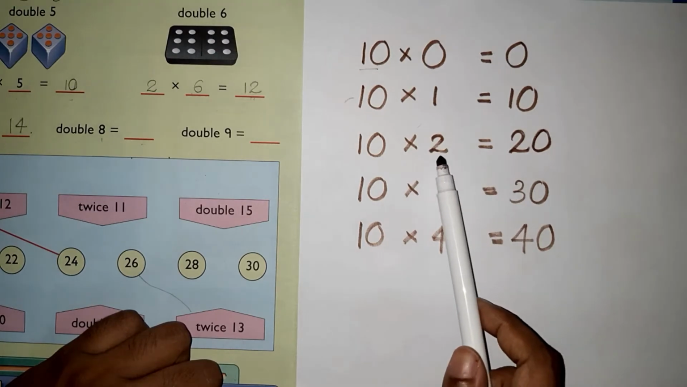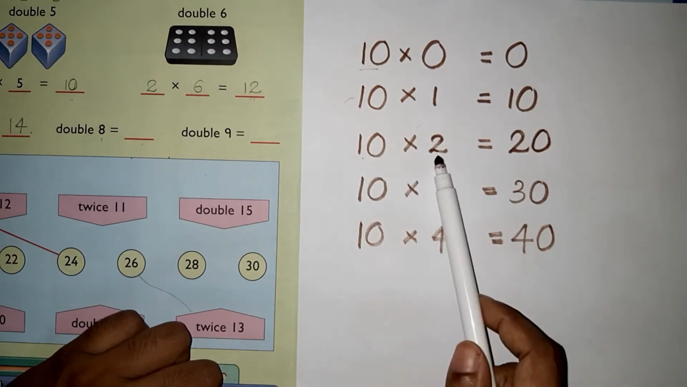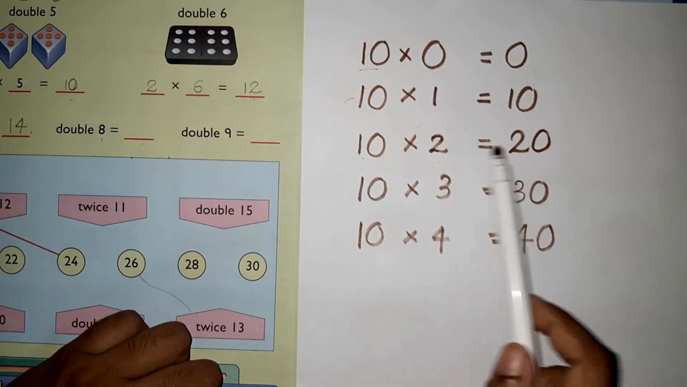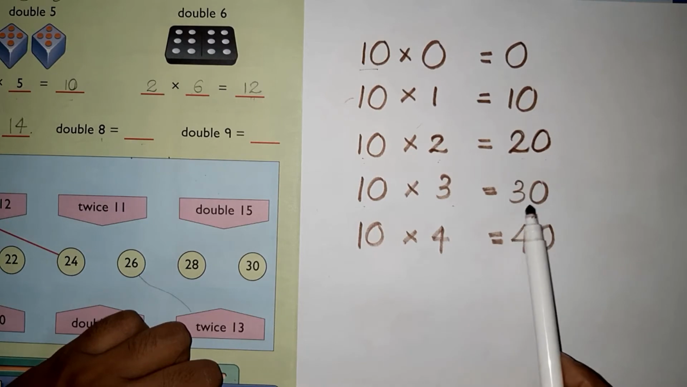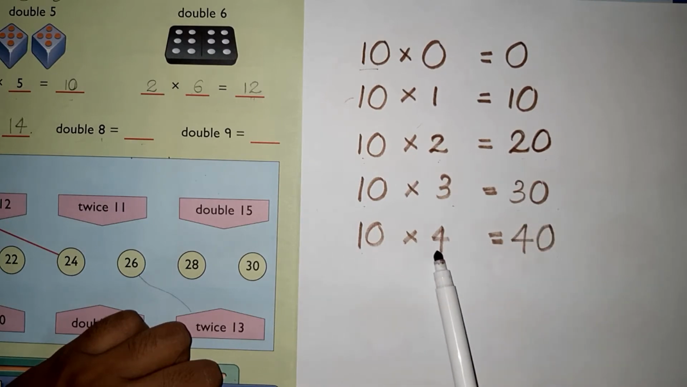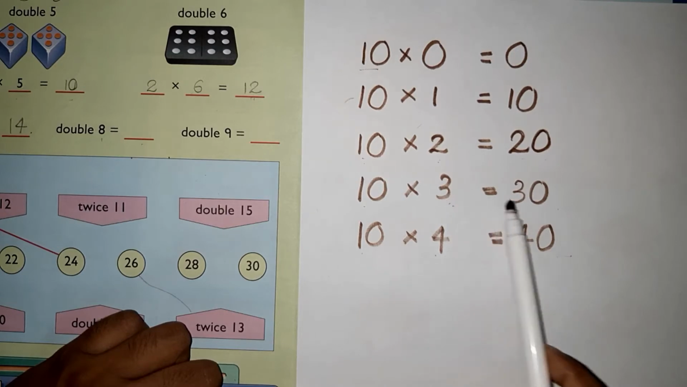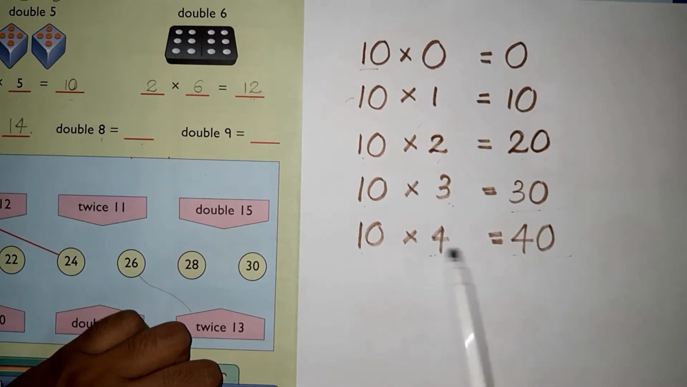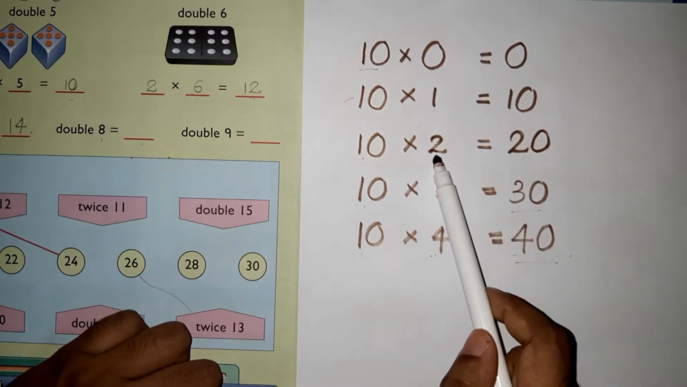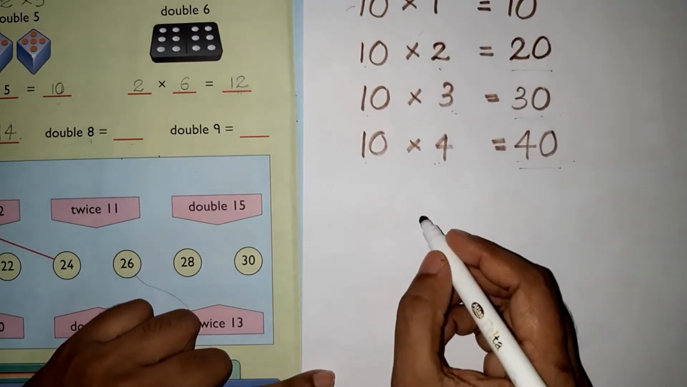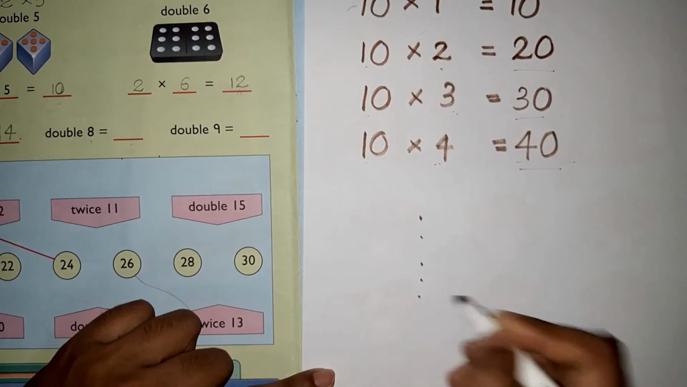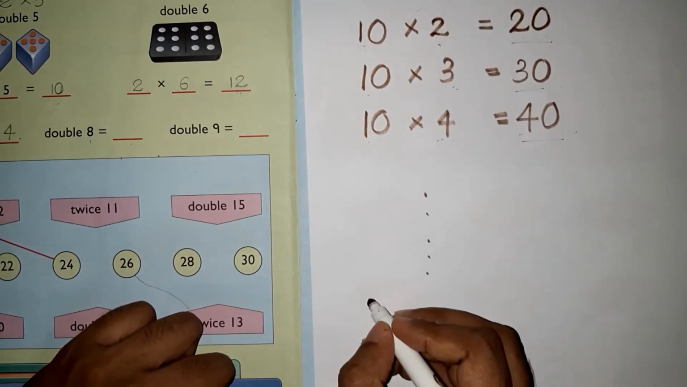Yes, there is a pattern that you can see. 10 times 2, we have 20. 10 times 3, we have 30. 10 times 4, we have 40. So, 3, 30. 4, 40. For 2, it's 20. So, likewise, you will have, I'm going to write the last 3.